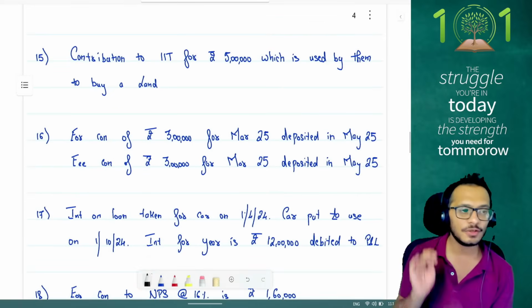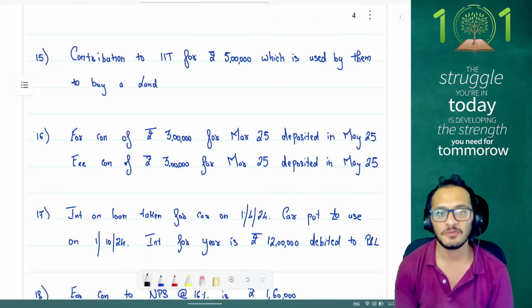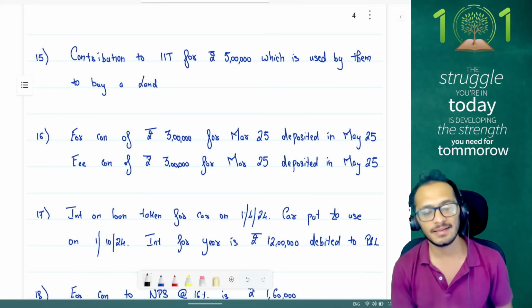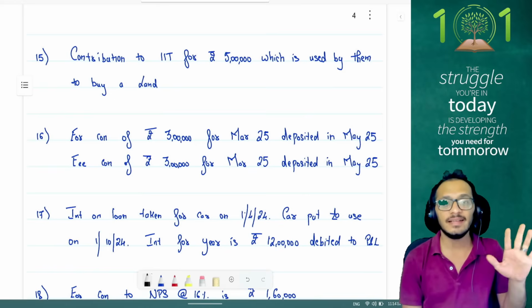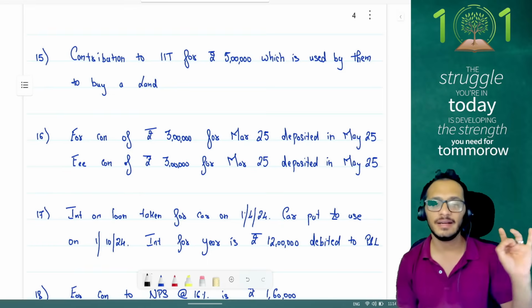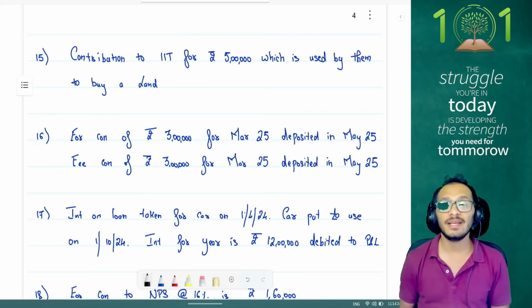Yes. Moving on to PGBP, last 15 adjustments. Stay with me, people. We are at question number 15. It says contribution to IIT for 5 lakh rupees, which is used by them for buying a land. Scientific research rules say that in-house, when you incur any expenditure, you can incur any expenditure except for land. Here is a case where I'm not doing in-house expenditure.